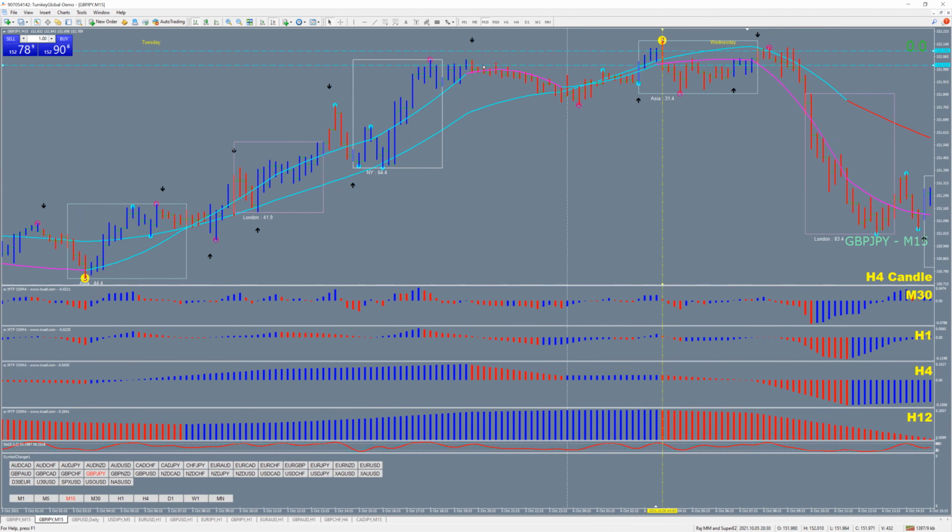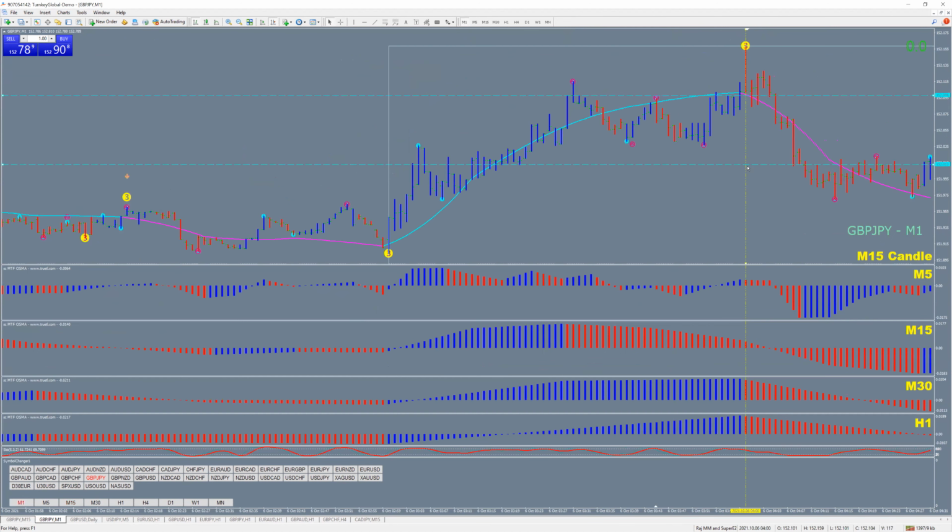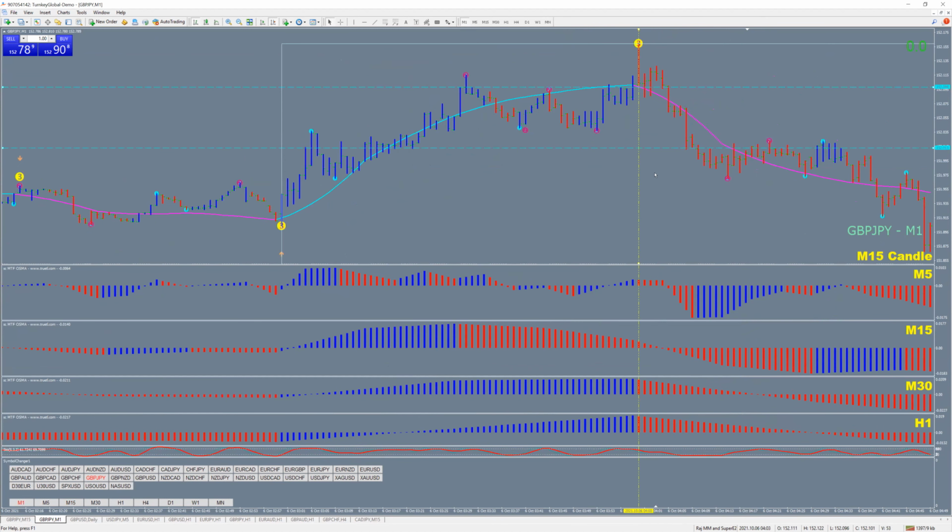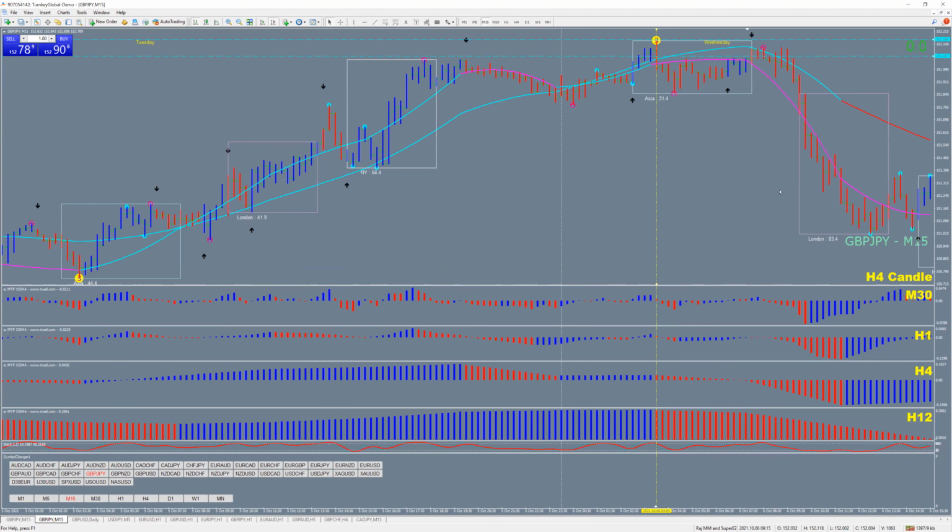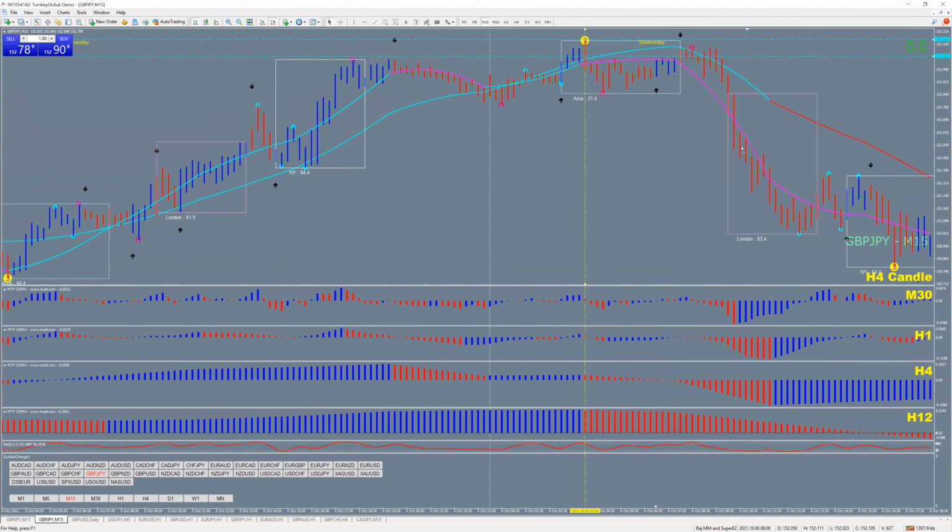He's still here. Okay. H1, I mean M1. Where's my entry? Entry is here. Where's my stop loss? Nine pips. Okay, go to the 15. Came close, didn't take me out.